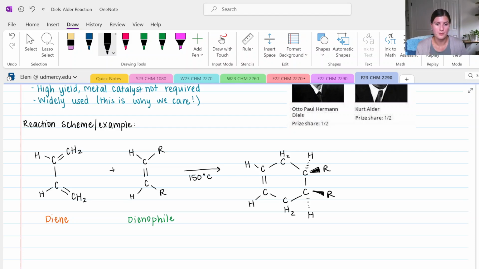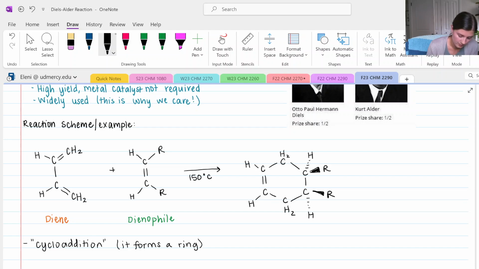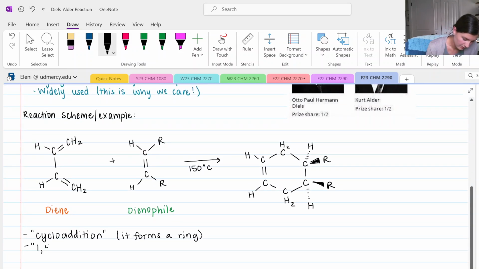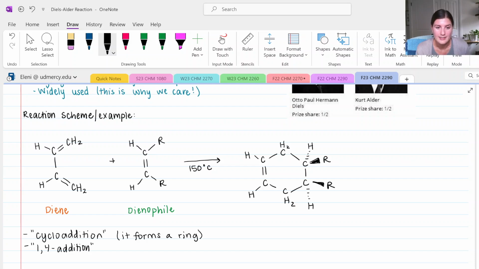Okay, so here's the product from the diene and dienophile that we added. Two things about this reaction. One is that we call this a cycloaddition reaction, and that's because it forms a ring. Another way to describe this is 1,4 addition, and that's because the dienophile adds to carbon 1 and carbon 4 on the diene.